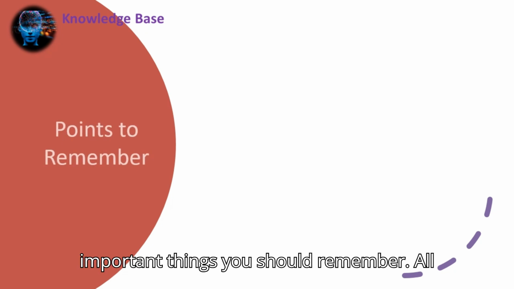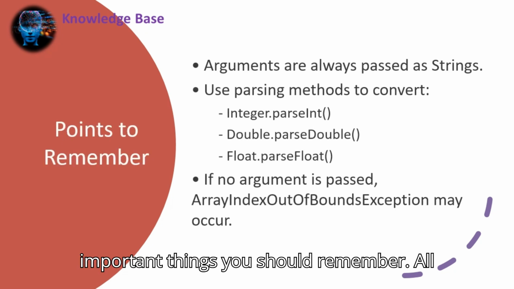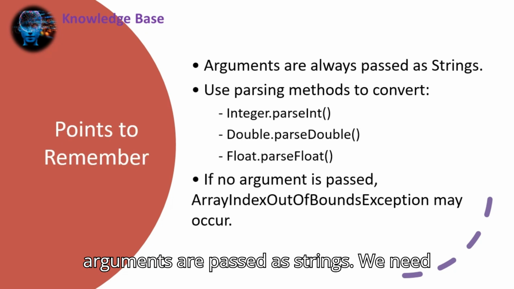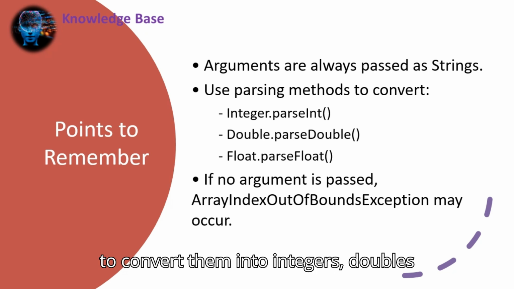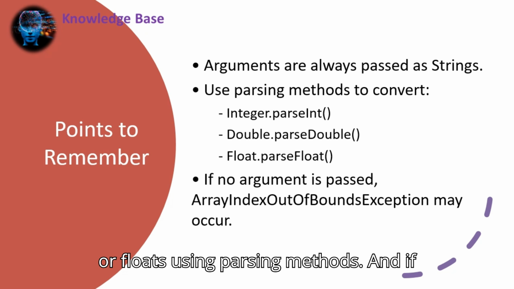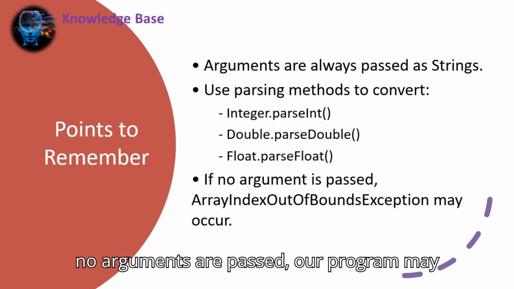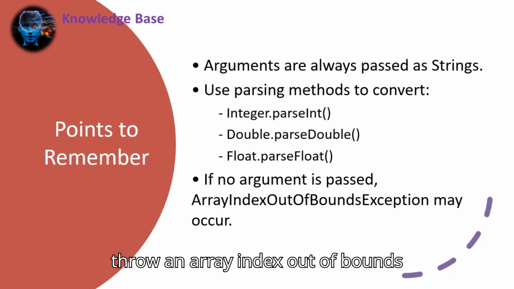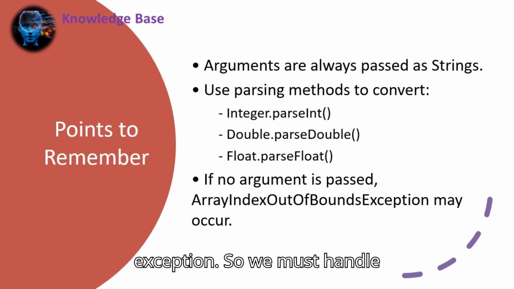But there are some important things you should remember. All arguments are passed as strings. We need to convert them into integers, doubles, or floats using parsing methods. And if no arguments are passed, our program may throw an ArrayIndexOutOfBoundsException. So, we must handle such cases carefully.